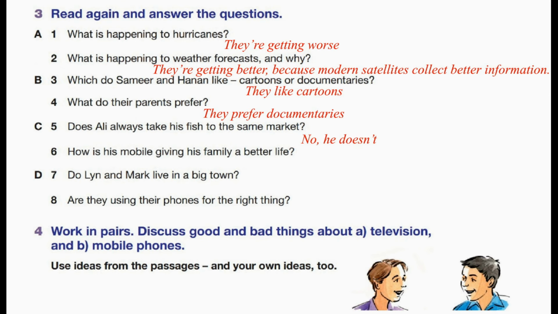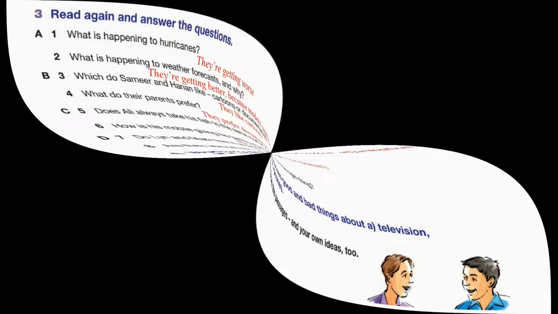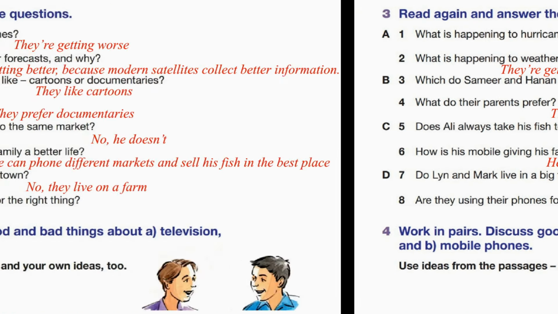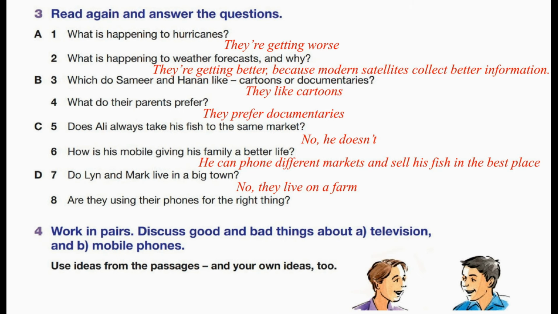5. Does Ali always take his fish to the same market? No, he doesn't. 6. How is his mobile giving his family a better life? He can phone different markets and sell his fish in the best place. 7. Do Lynn and Mark live in a big town? No, they live on a farm. 8. Are they using their phones for the right thing? No, they're using them to text and call their friends.